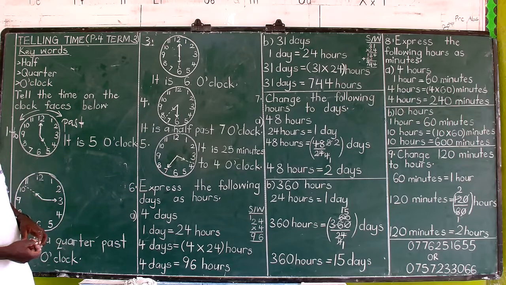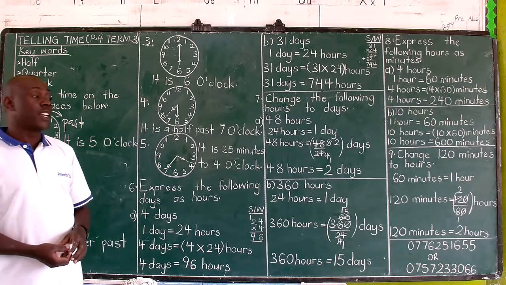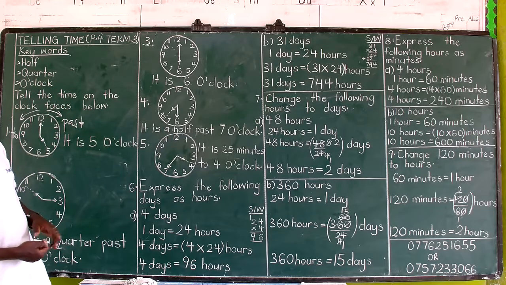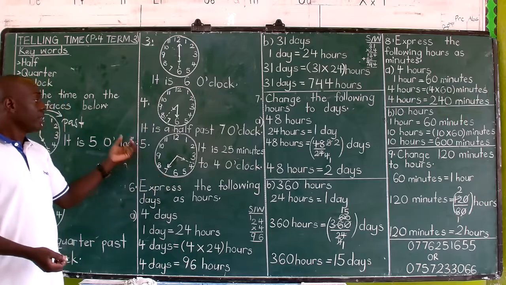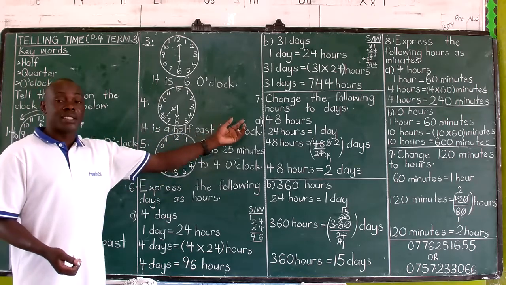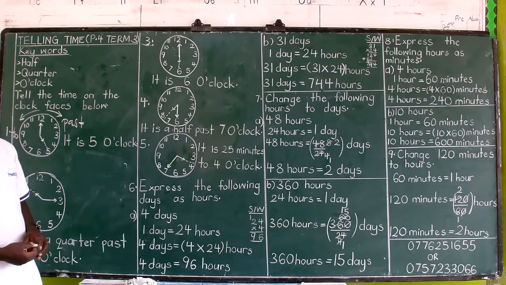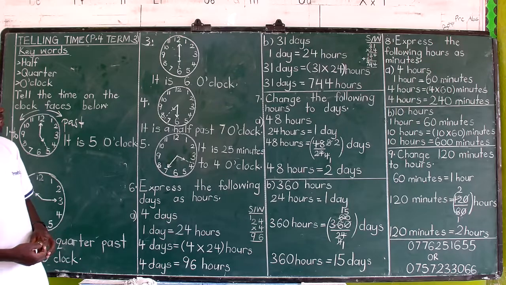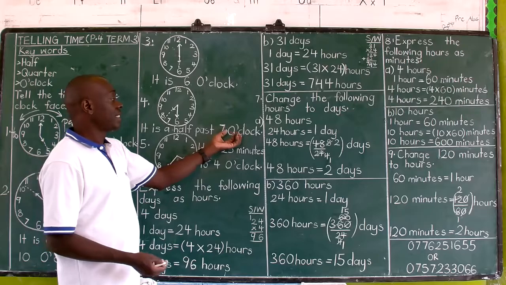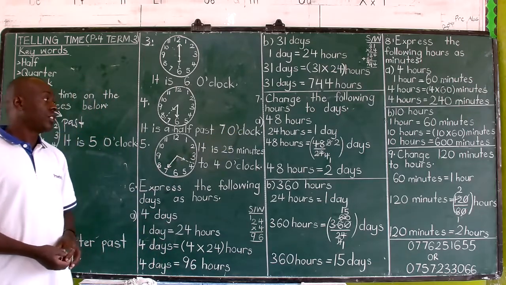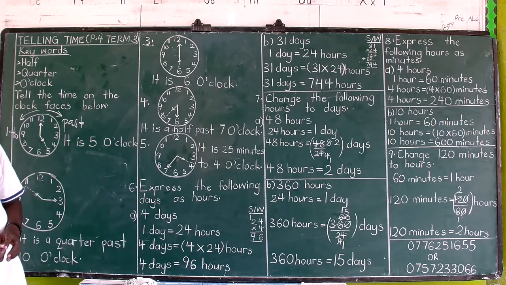Alternatively, I said 30 minutes make a half an hour. So if you are very technical, you say it is half past 7. Or if you want to maintain the minutes you have counted, you say it is 30 minutes past 7 o'clock. So any of those two works.